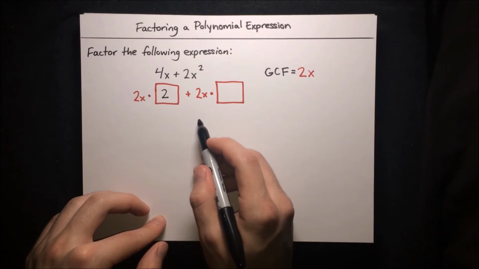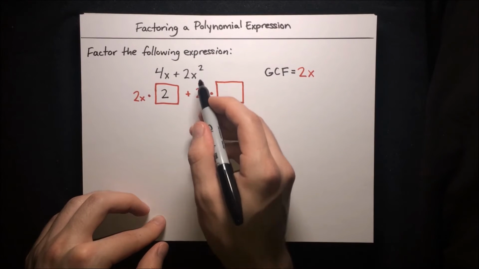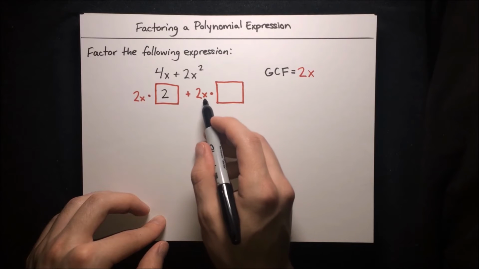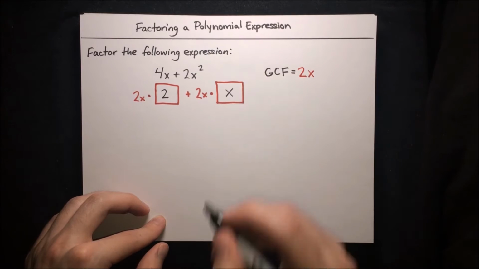Okay, that's good. Now let's do a similar thing for 2x times what makes 2x squared. Well, we've already got the 2 there, so we don't have to worry about that. But we need to get that x to an x squared. So x times what makes x squared? Well, x times x makes x squared.